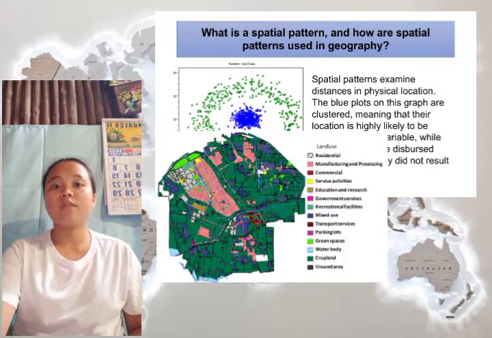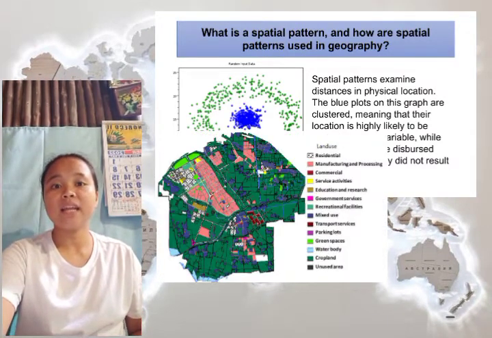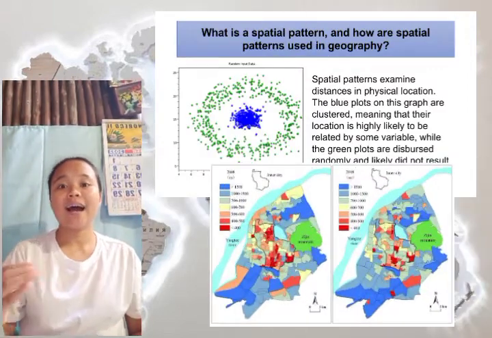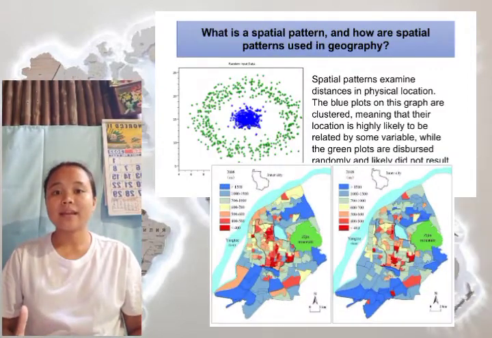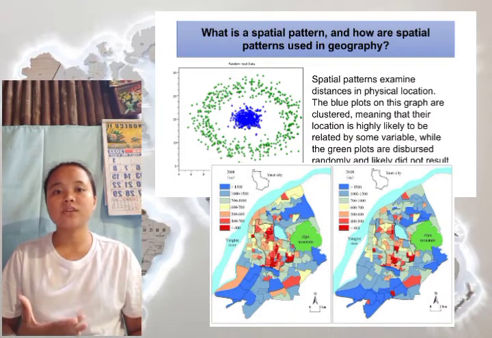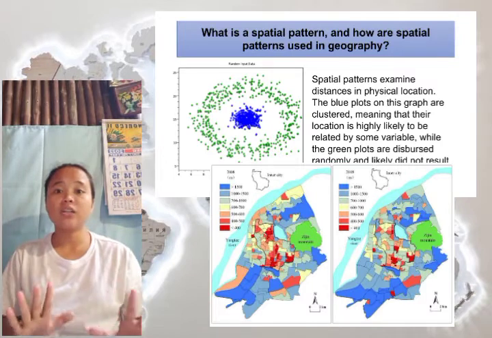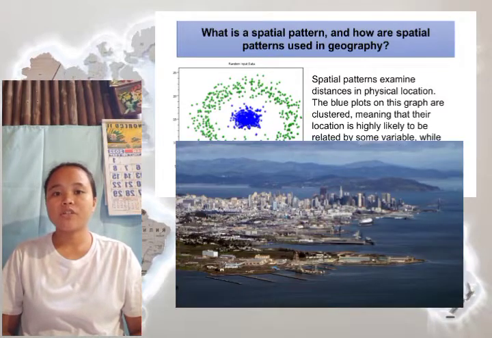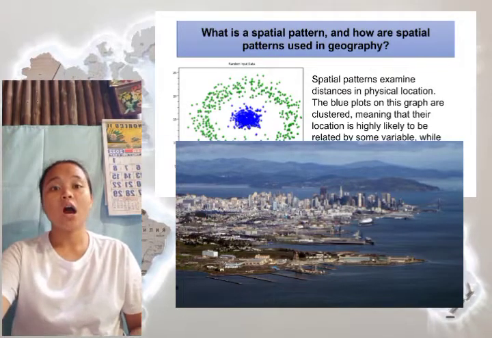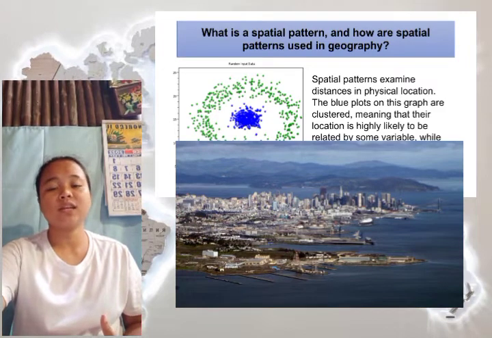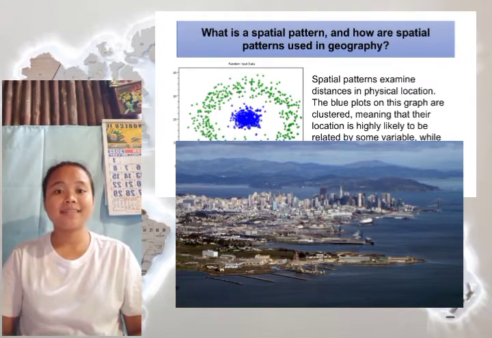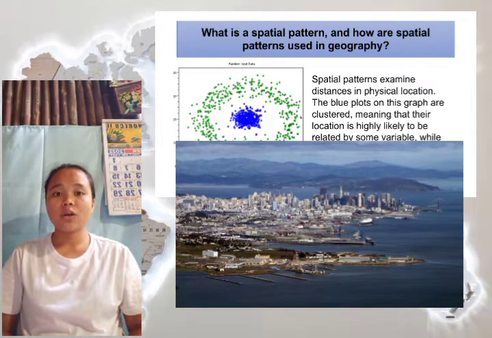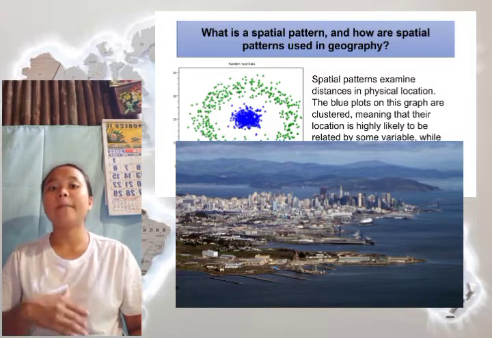The blue plots of the graph are clustered, meaning that their location is highly likely to be related to some variable, while the green plots are dispersed randomly and likely did not result from planning. So, in geography, spatial patterns refer to the organization of placement of people and objects in the human world, and may refer to the distance between them or the regularity of the distribution among them.